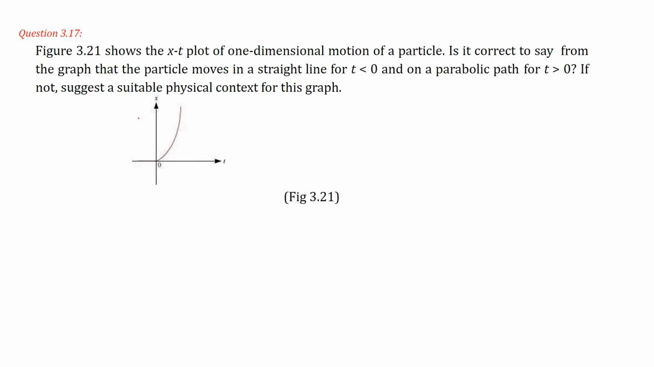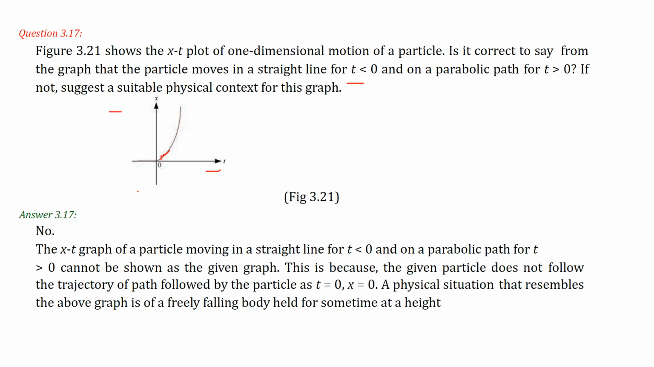In this figure, this shows the xt plot of one-dimensional particle motion. Is it correct to say that the particle moves in a straight line for t less than 0 or on a parabolic path for t greater than 0? If not, suggest a suitable physical context for this graph.